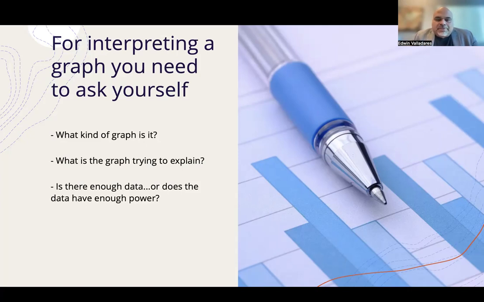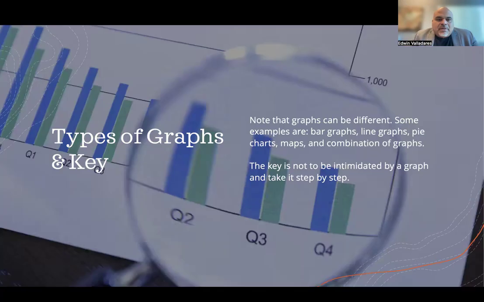Okay, so in order to start, let's look at the type of graphs. Note that there are some different examples. We're going to look at bar graphs, line graphs, pie charts, maps, and a combination. But the key, once again, is not to get intimidated, but to be able to tackle this systematically.